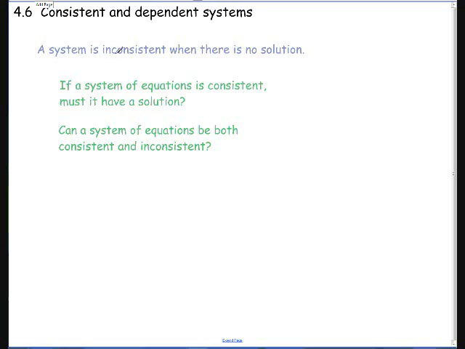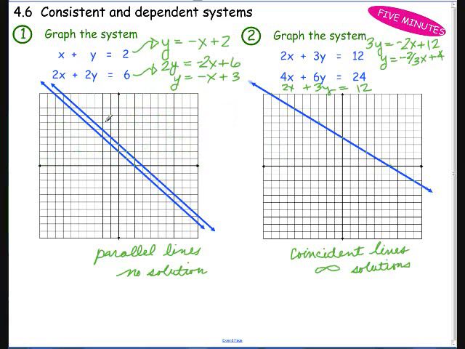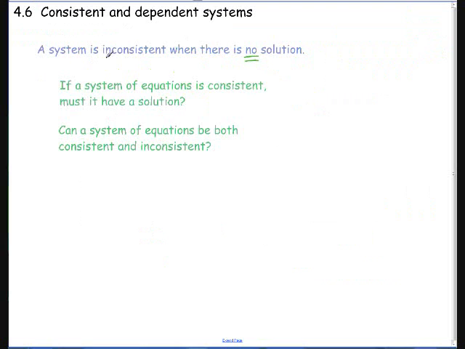This is important to mark down. A system is inconsistent when there is no solution. So if I were to go back here, this would be an example. Parallel lines, this would be an example of an inconsistent system.